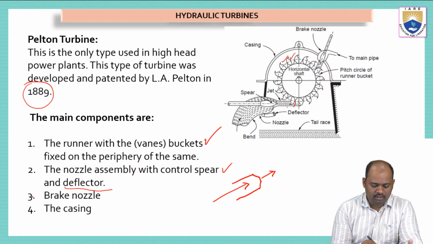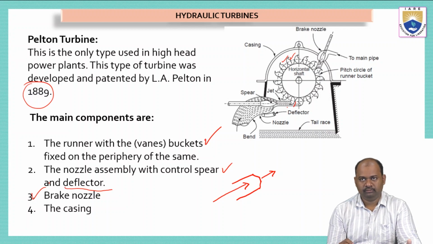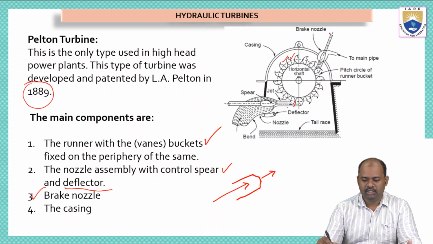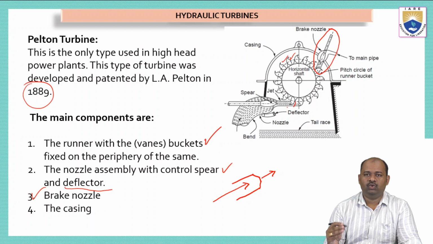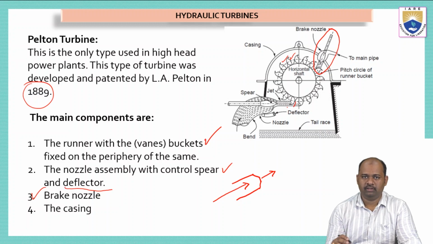Okay. Next, third one is brake nozzle. So in this diagram, we can see there is a small nozzle arranged in this place. So what is the function of this nozzle? The function of this nozzle is to stop the turbine when it is rotating at very high speed, or to control the speed when it is going above the limit.